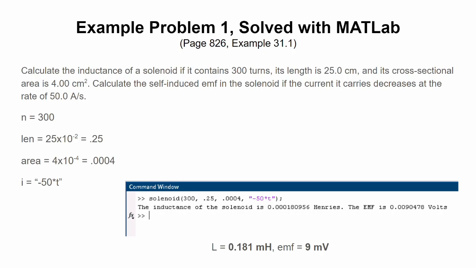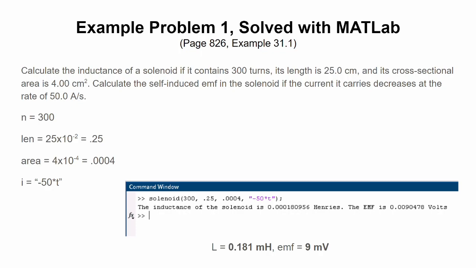To illustrate this, let's look at the example problem from before, but this time solved with a MATLAB function. To refresh, this problem asks us to calculate the inductance of a solenoid that contains 300 turns, a length of 25 centimeters, and a cross-sectional area of 4 centimeters squared. Then we are asked to calculate the self-induced EMF in the solenoid if the current it carries decreases at a rate of 50 amperes per second.